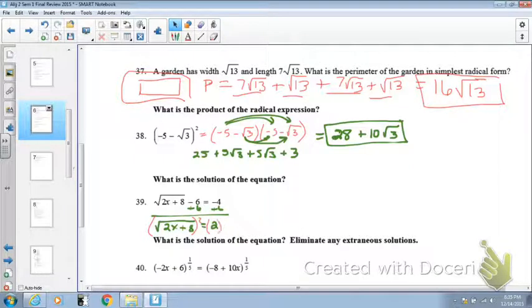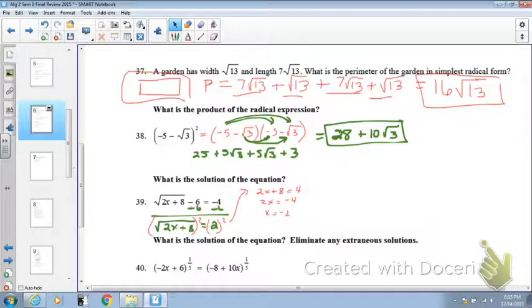Now remember, when you square both sides of an equation, it can result in extraneous values. So you always want to check for that. So that leaves me with 2x plus 8 equals 4. And I'm going to solve for x. So subtract 8, that's 2x equals negative 4. Divide by 2, x equals negative 2. There's only one solution there. We just want to double check and make sure that it actually works.